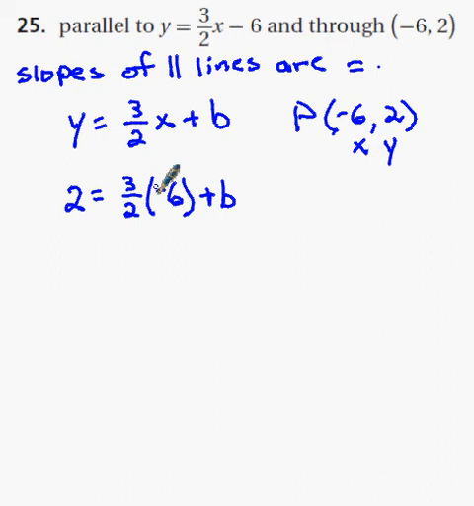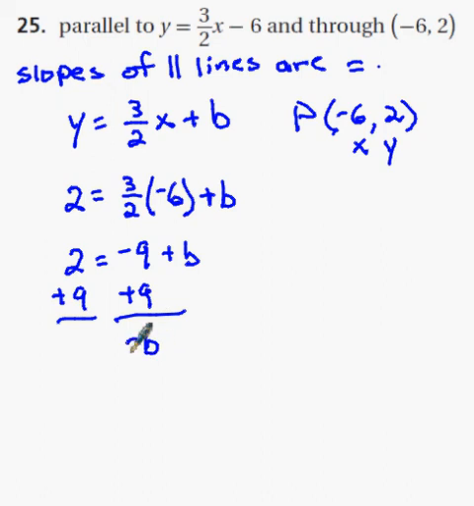Well, 1.5 times -6 gives you -9. So here I have 2 equals -9 plus b. So I simply add 9 to both sides of the equation, and I wind up with b being equal to 11. So the equation for this new line then would be y equals 3/2 x plus 11.